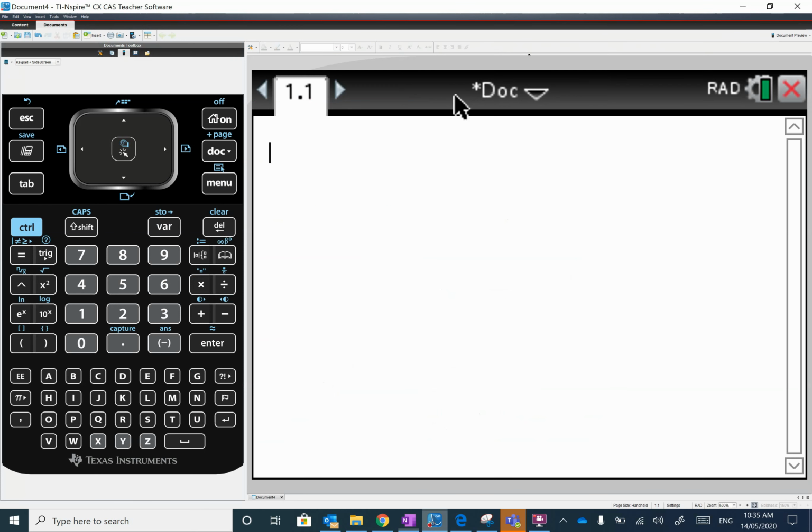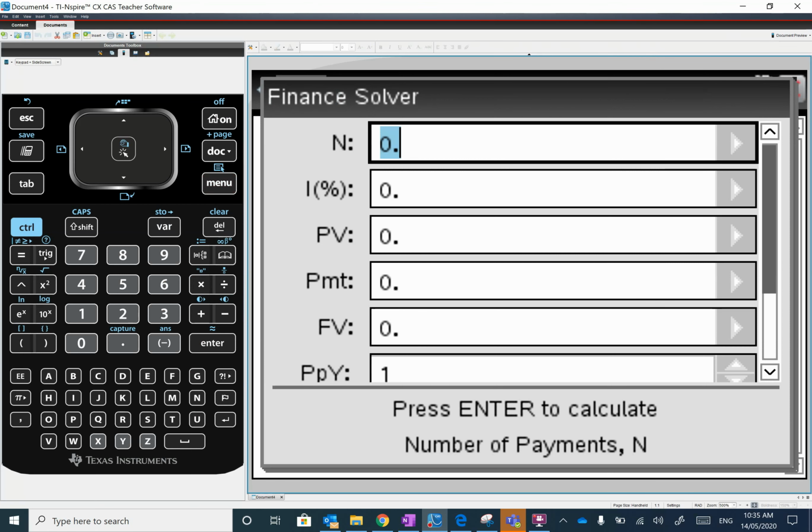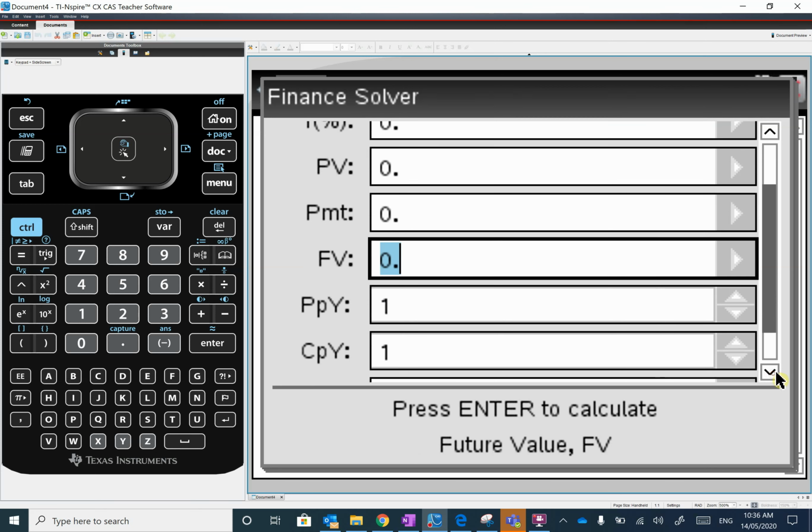Now, when you open up Finance Solver on your CAS, so it's Menu, Finance, and then Finance Solver, it opens up this particular page, and there's a whole bunch of boxes that you've got to be able to fill in. N represents the total number of payments that you're making over the life of the loan. I represents the interest rate per annum, so it's not adjusted for compounding periods. PV represents the present value or the start value of the loan or the investment or whatever. PMT represents the payment. FV is the future value that you're intending it to be.